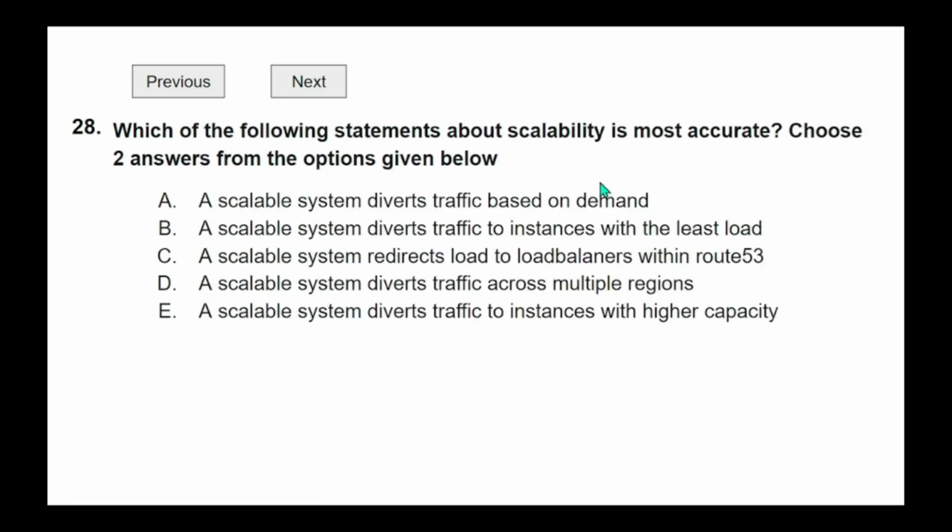Question 28. Which of the following statements about scalability is most accurate? Choose 2. Option A. A scalable system diverts traffic based on demand. Option B. A scalable system diverts traffic to instances with the least load. That makes some sense. Option C. A scalable system redirects load to load balancers within Route 53. No. A scalable system diverts traffic across multiple regions. No. A scalable system diverts traffic to instances with higher capacity. Definitely no. So the answer becomes option A and option B.